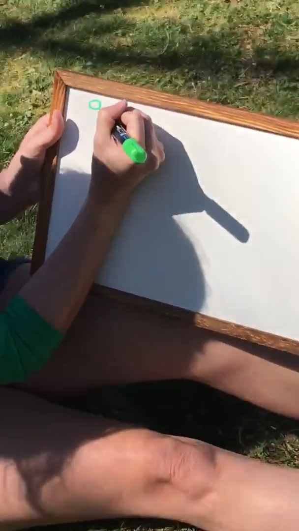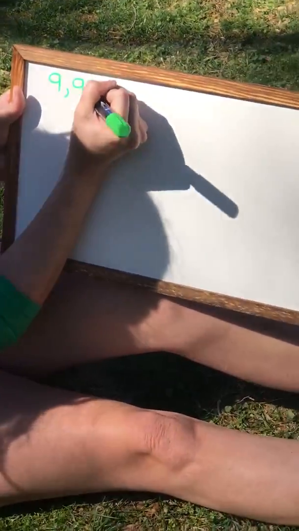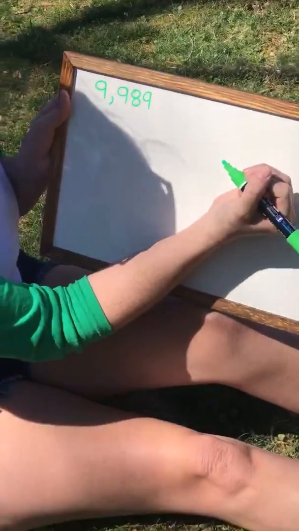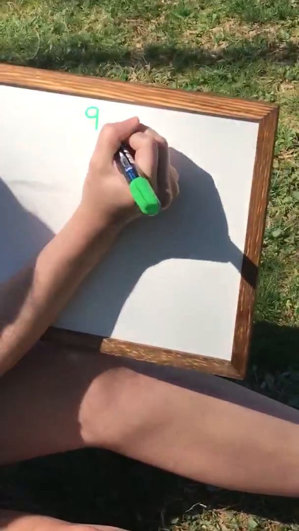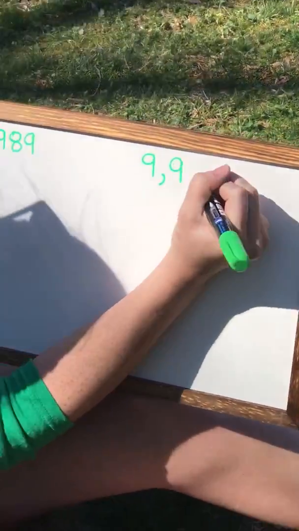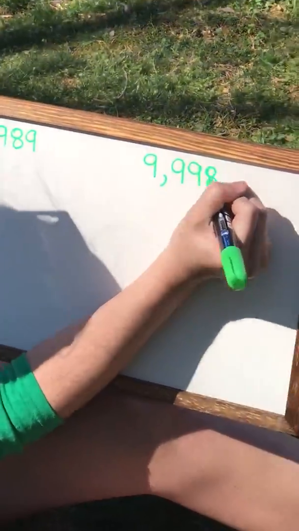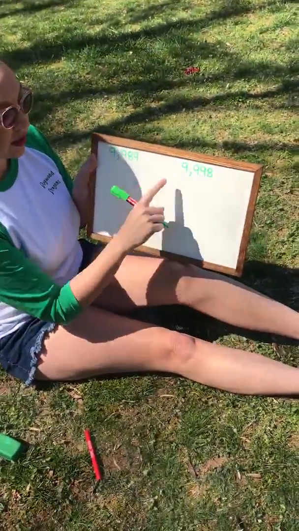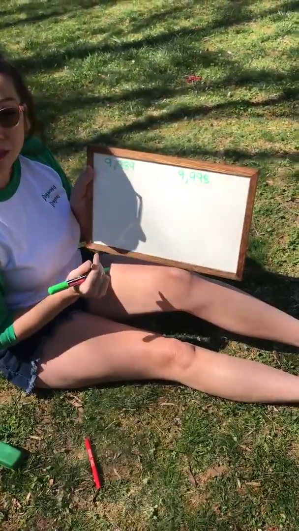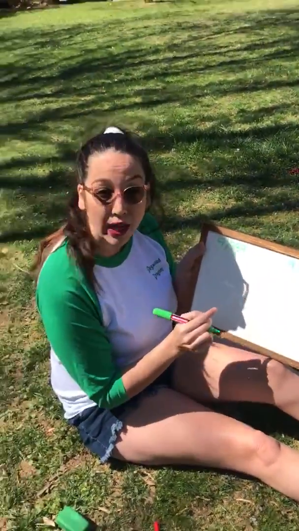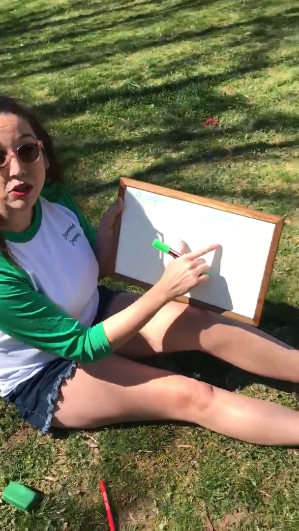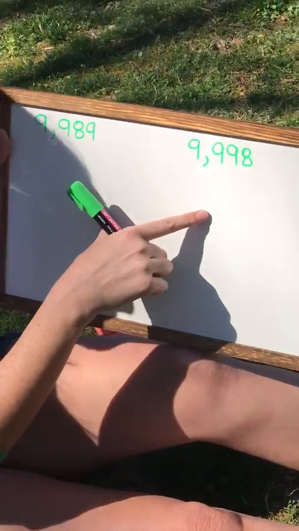is 9,989. The second number, 9,998. In order to compare these two numbers, we always come back to place value. So I'm going to draw a place value chart that I can then enter the information from these numbers in.